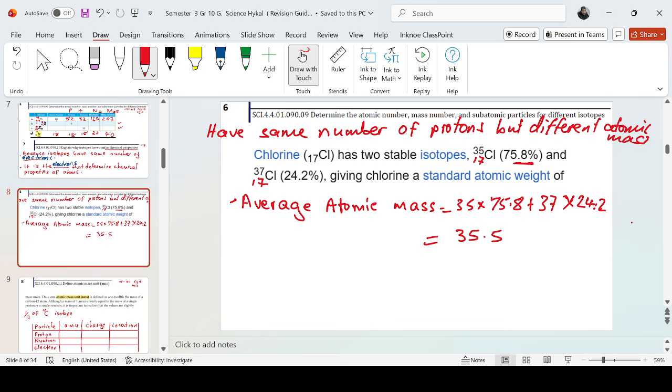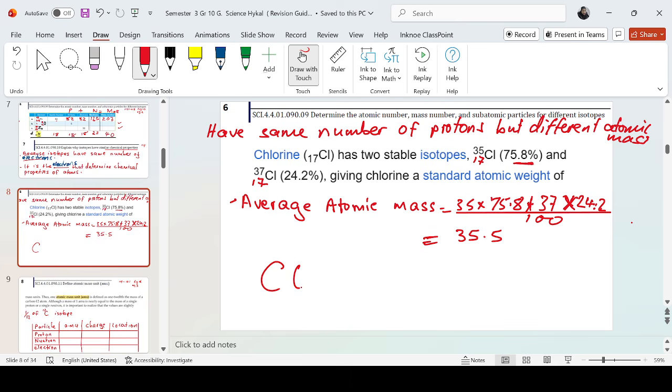So if you have chlorine 35, 75.8%, and chlorine 37, 24.2%, how do we calculate the average? So it's 35 times its percentage composition 75.8, plus the second isotope, chlorine 37 times its percentage, remember it's times 24.2. Percentage means all divided by what? By 100. You will get this. Do many examples from your book.